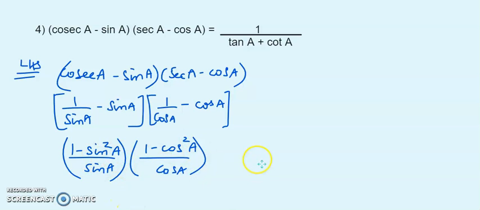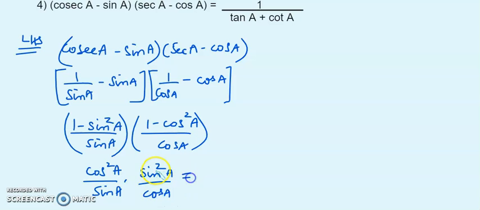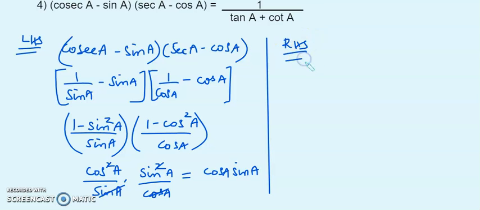1 minus sine square A is, yes, it's a cos square A. So I'll get a cos square A upon sine A into 1 minus cos square A is sine square A upon cos A. Correct? So one sine goes off and one cos goes off. So I'm getting cos A into sine A. And I'm stuck there. So I'm leaving the LHS like that. Now I'm going to try the RHS. And let's see whether I'm getting RHS as cos A sine A.